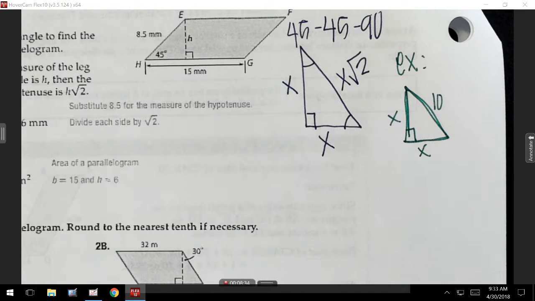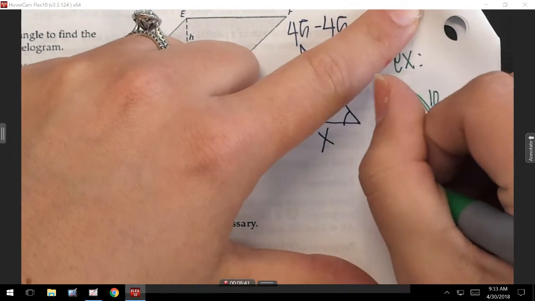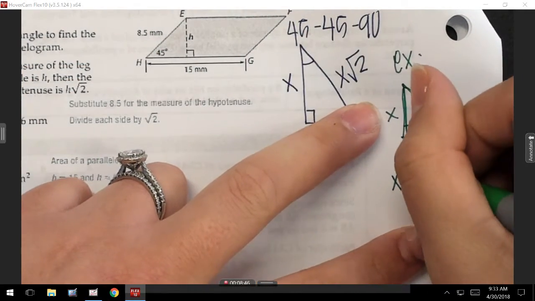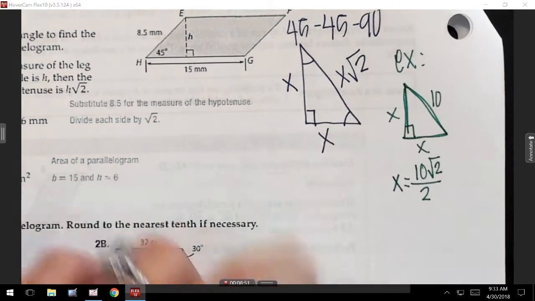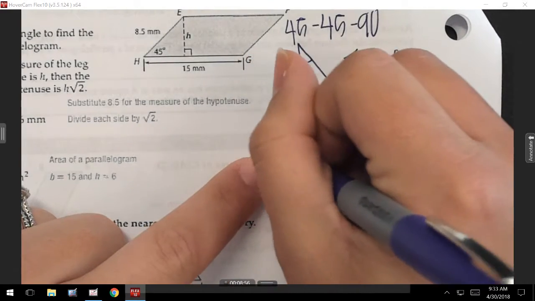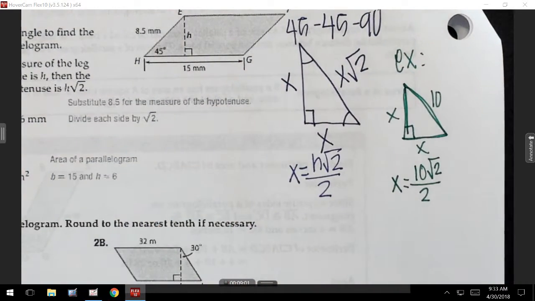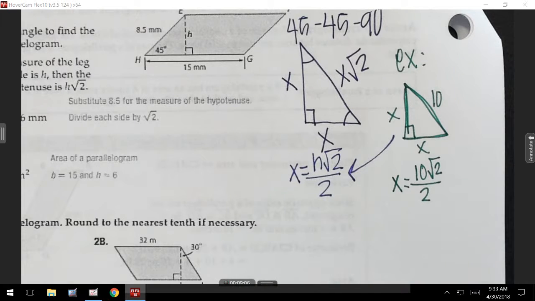Okay? The case that is a little bit tricky and that we sometimes struggle with is the case where there's no square root of 2. So what has to happen, if you want to find the leg and you're given 10, aka the hypotenuse, you have to take the hypotenuse times square root of 2, divided by 2, and that's how you find your leg. So a generic formula for this would be x equals hypotenuse times square root of 2 divided by 2. You have to use this whenever you're given the hypotenuse and no square root of 2. Do y'all remember that?